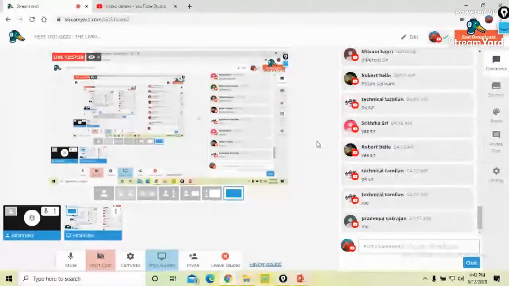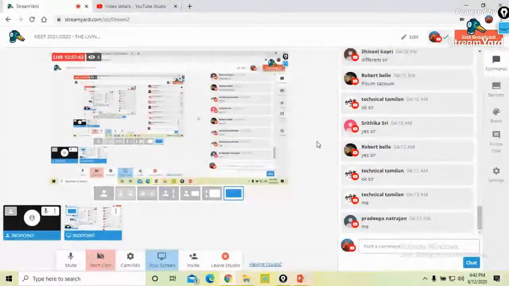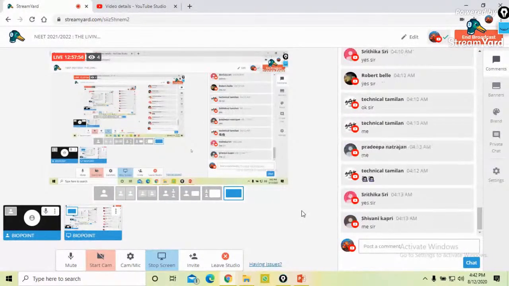Okay, Thamlian, Pratibha Natrajan. Very good. Keep it up. What about Shivani, Elsa? Two Shivani are there. I hope everybody is taking all these points in your notebooks or textbooks or wherever. Okay, very good.